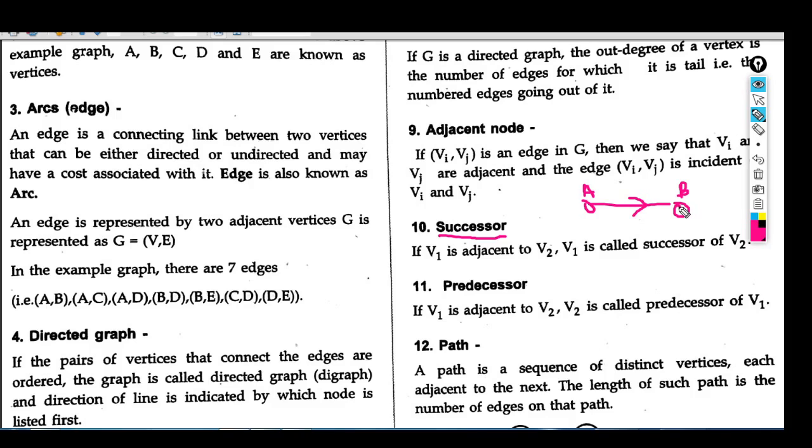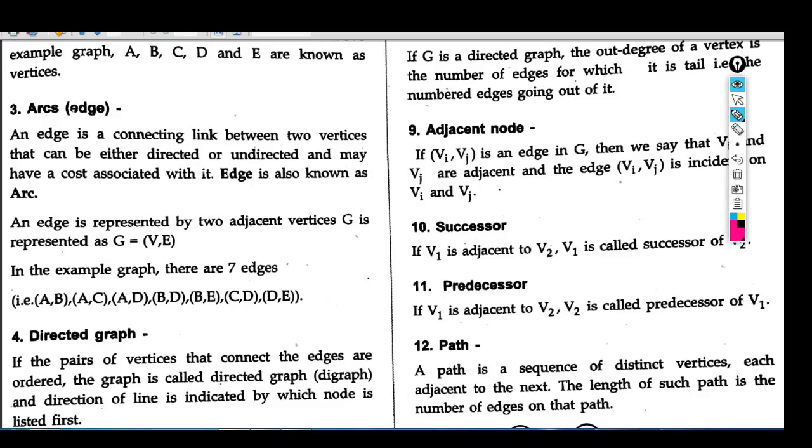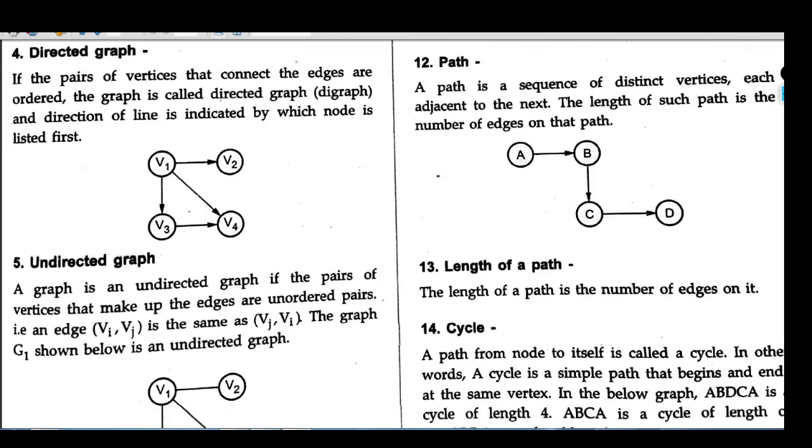Then the last terminology is path. In the exam they will ask you to define path, define adjacent node. So you have to define it properly. You have to remember these things. Now three terminologies are remaining: path, length of path and cycle.